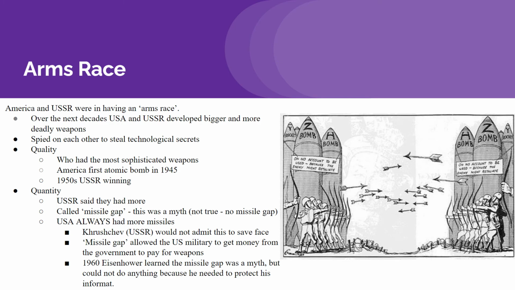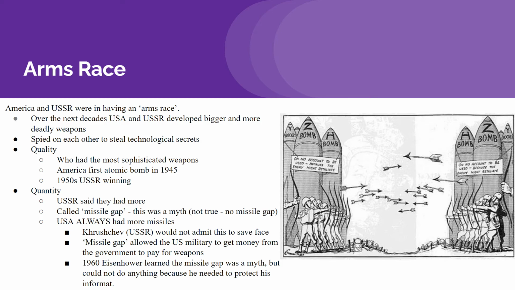Okay, and then something called the arms race began. Basically, the USA and the USSR were developing bigger and more deadly weapons. They had lots of spies that were spying on each other. The whole James Bond comes from the Cold War, and so if you watch some of the older James Bonds, you can see how it was kind of like the Cold War.